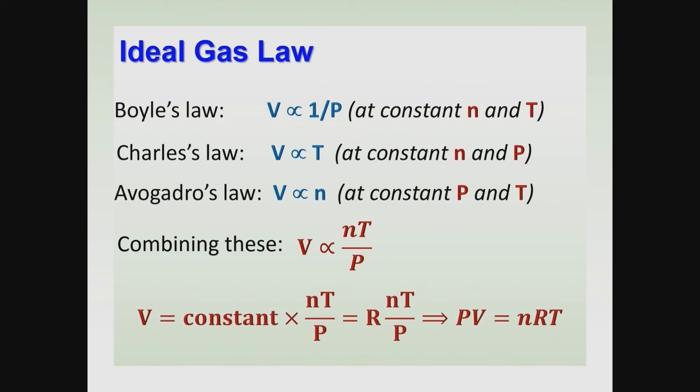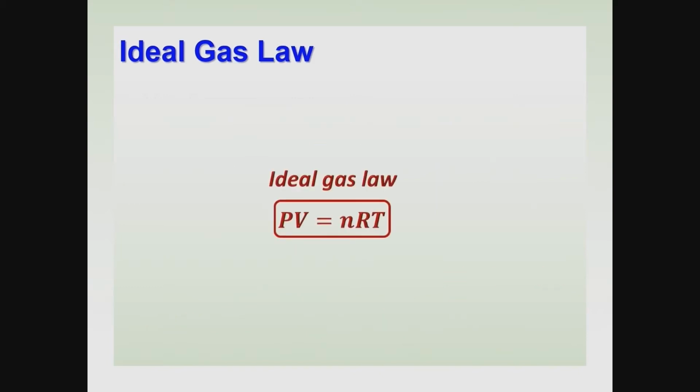Here I say V is equal to constant times nT over P, and now we're not going to call the constant k anymore. We give it a special letter. We're giving it a capital R. So V is equal to R, which is the constant, times n times T divided by P, and then you can rearrange variables, and then we get the common expression of this new gas law we're going to deal with, which is PV = nRT. This law is called the ideal gas law.